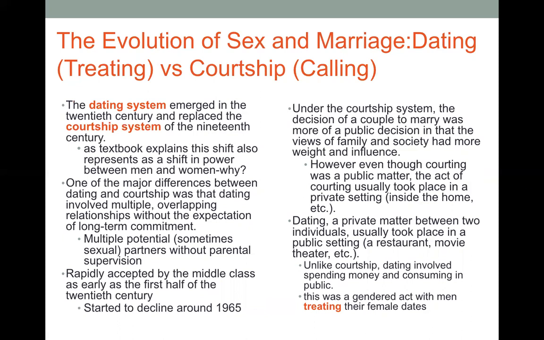This meant that you had to have her family's permission and larger family approval. Usually both families had to approve. And you would call upon her in her home under the watchful, or near watchful, eye of family members. So that's what calling looked like. But with the rise of the cities and wage labor, what we get at the start of the 20th century is the dating system.